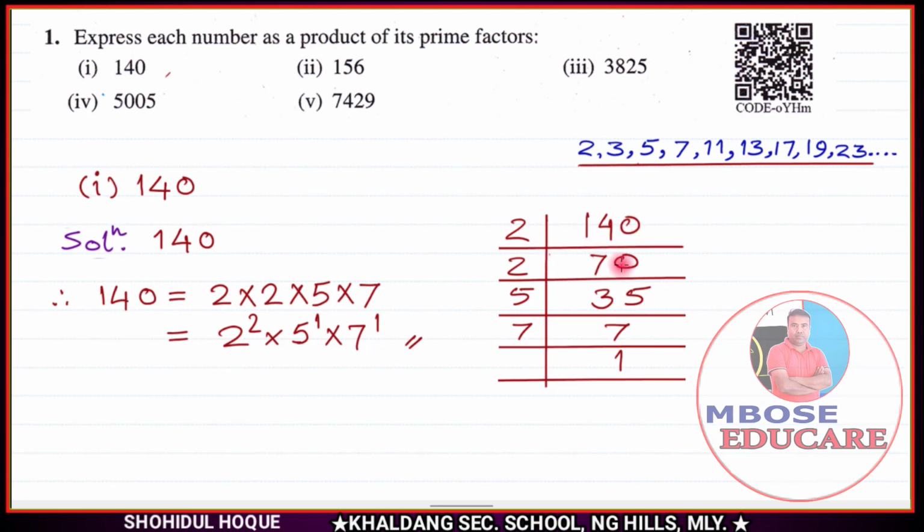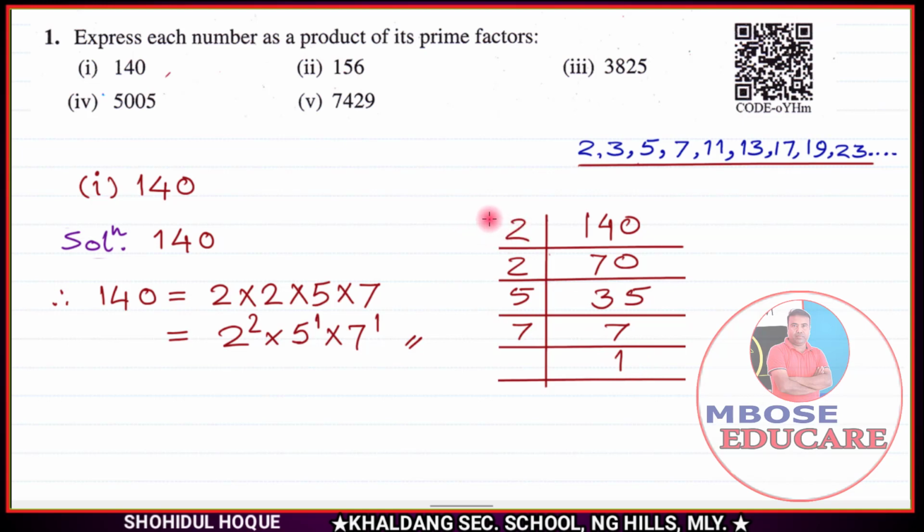Answer will come 70. Again 70 we can divide by 2, because the last digit is 0. 70 when we divide by 2, answer will come 35. 35 we can divide by 5 only. We cannot divide it by 2 and 3. 5 7s are 35. So when we divide 35 by 5, answer will come 7. Now 7 itself is a prime number as I have written here. So 7 we can divide by 7, answer will come 1.